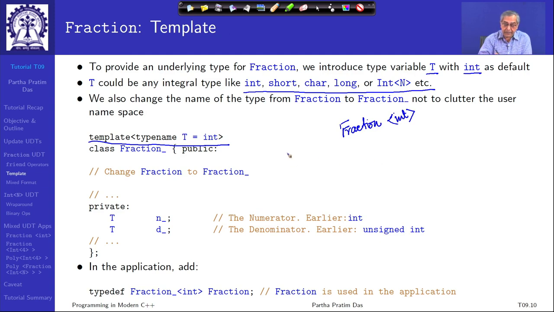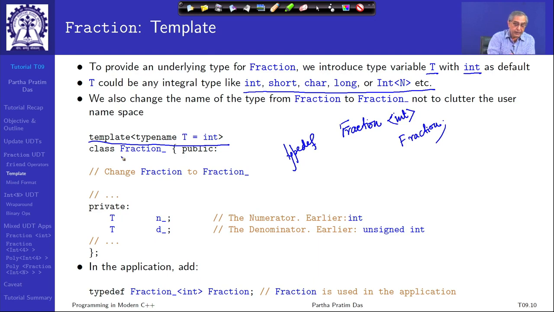We want to typedef this as simply fraction. We want to do this kind of a typedef, so that the user can just use it as a fraction, because the user already knows the underlying type the user has specified. But this will not be possible because the name will clash.